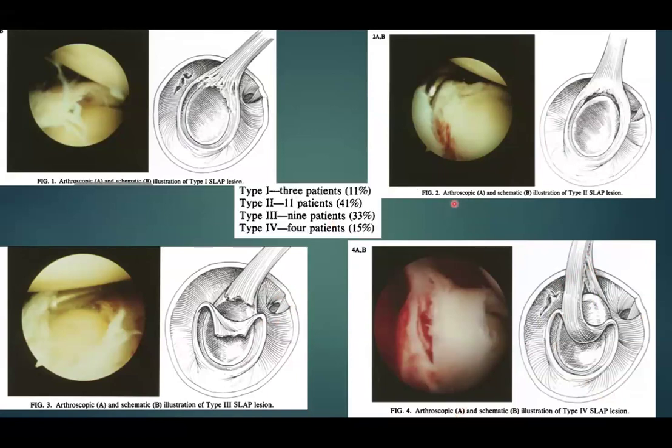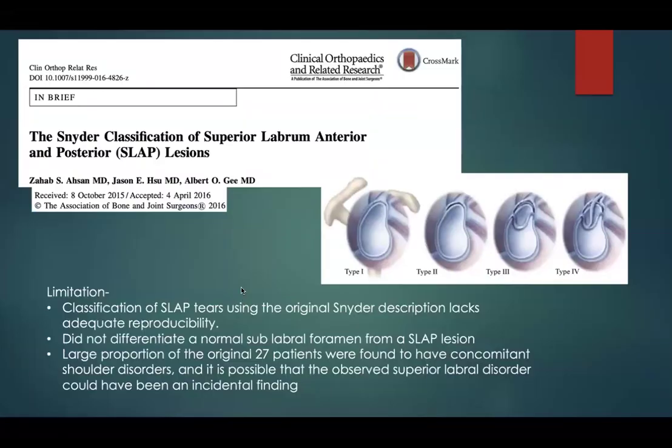Of these, the most common type found was type 2, and the least common was type 1. In this article, Zahab Hassan et al. validated the Snyder classification for SLAP lesion, wherein they said the classification defined by Snyder, though it gives importance to various types of SLAP lesion, does not hold true for clinical implication and prognosis of each kind.